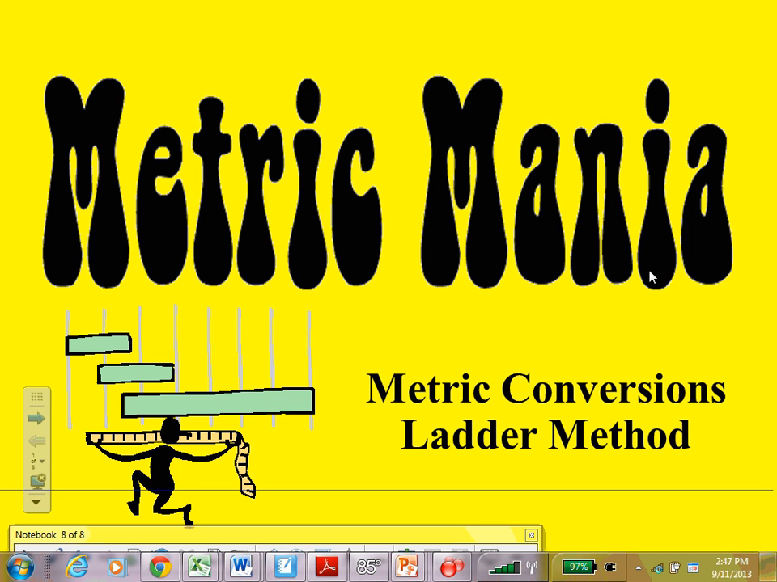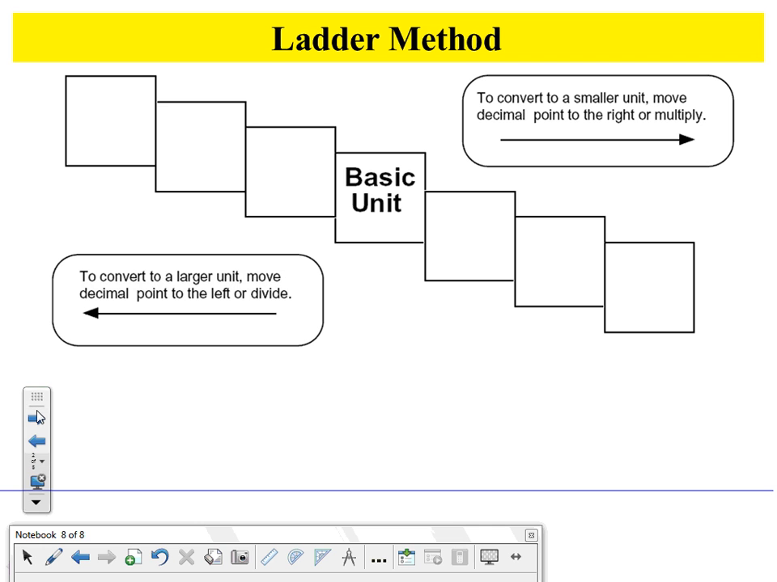Okay, this is the Metric Mania slideshow that will teach us how to do metric conversions. We looked at this a little bit today, but we will continue and practice how to convert within the metric system with this lesson. So you have this worksheet in front of you, the ladder method. Now notice that you have the basic unit. For our case, that'll be meters, but you're going to fill in the blocks just like you're about to see.